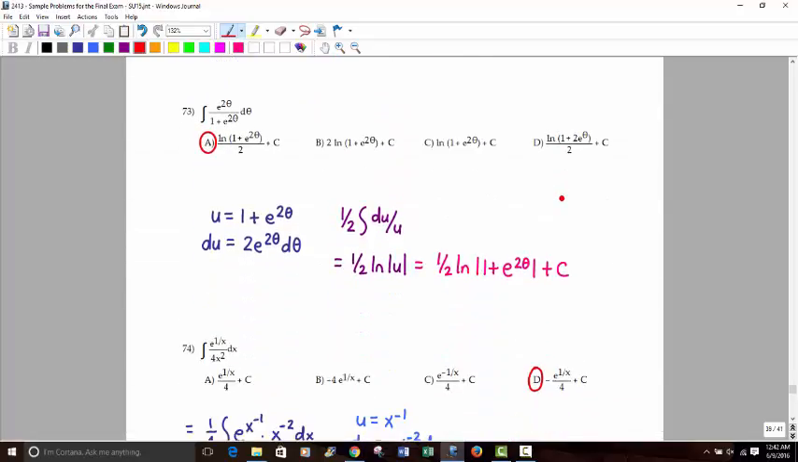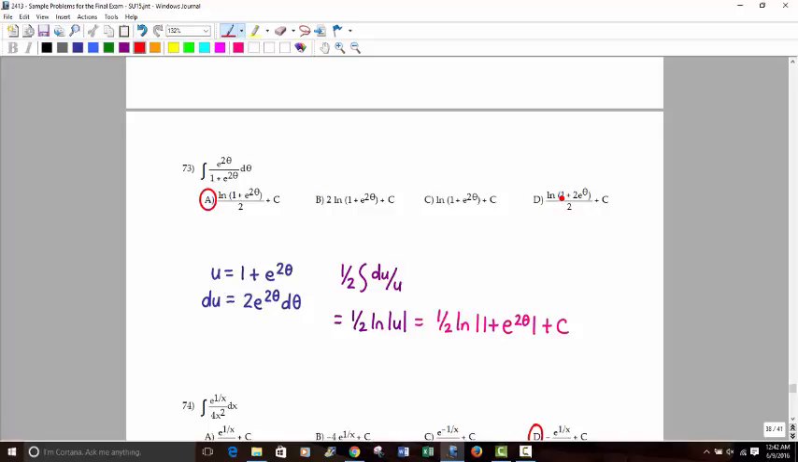Now, most of the time you are looking for the exponent to be the u whenever you integrate e, but there are some exceptions to that, and this is one of them. Because in this case, it would make no sense for 2 theta to be the u here. You have to let u be the entire denominator, 1 plus e to the 2 theta.